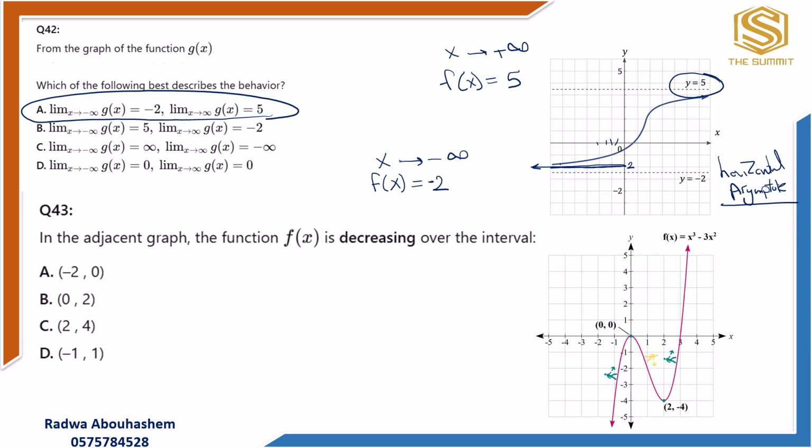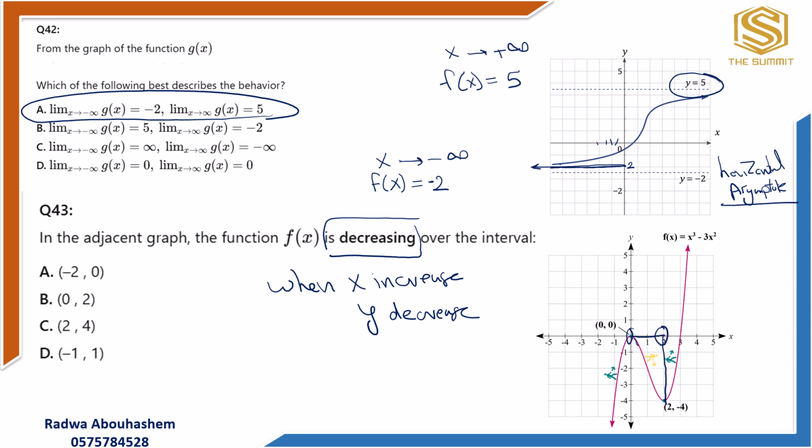In the adjacent graph, the function is decreasing over the interval. Decreasing means when x increases, y decreases. So where is the interval where, when x increases, y decreases? As x increases from 1 to 3, from 1 to 2, the y decreases from negative 1, negative 2, negative 3, and negative 4. So from this interval, from 0 to 2.